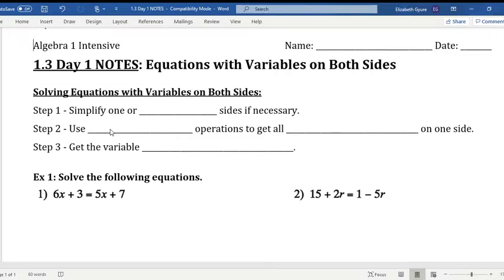Did you guys like the 2-column method we did the last 2 days? Was that helpful? Okay. That'll be especially nice with these. So, simplifying equations with variables on both sides. Step 1, we are going to simplify one or both sides if necessary.